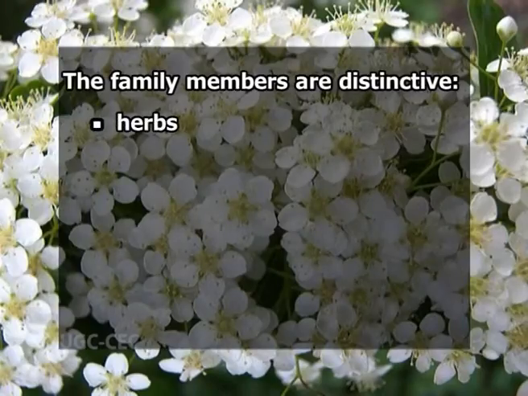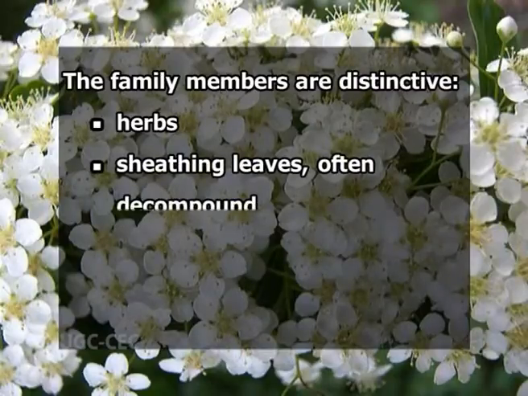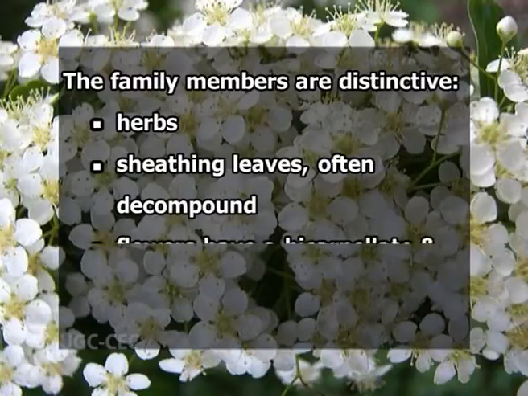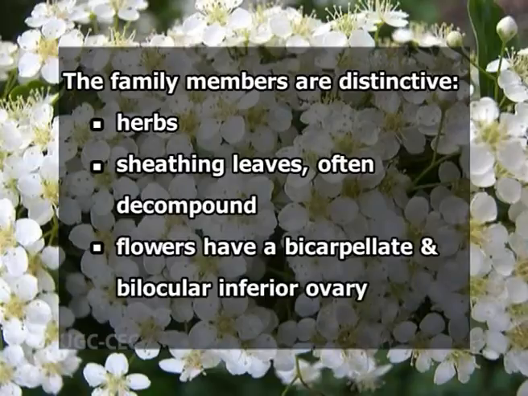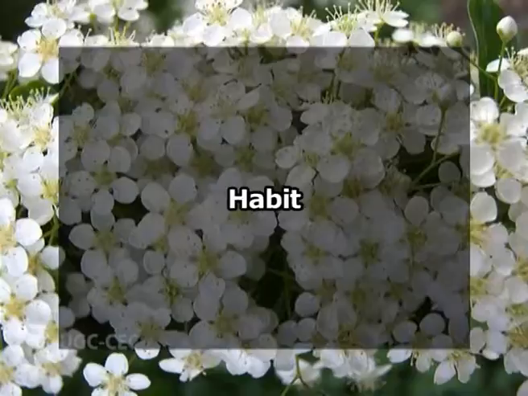The family members of Apiaceae show some unique characters, what we call diagnostic characters. These are usually herbs with sheathing leaves, and these leaves are often decompound. The flowers have a bicarpellate and bilocular inferior ovary, and the fruit is a schizocarp of mericarps. After discussing these diagnostic features, now let us discuss its habit.